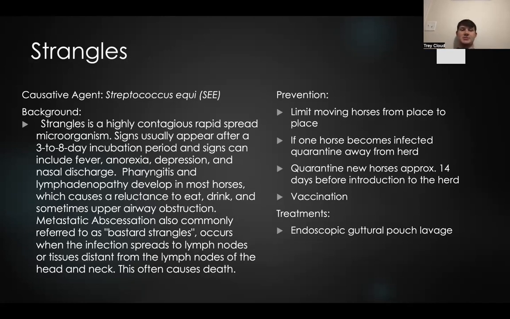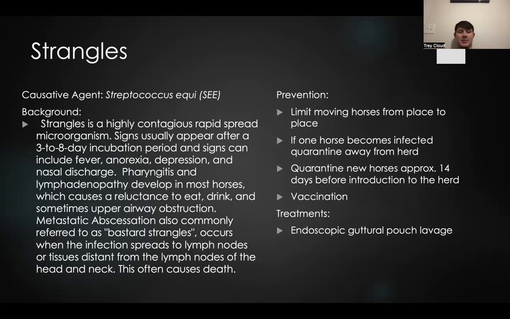And some background information is that strangles is a highly contagious, rapid spread microorganism. Signs usually appear after a 3 to 8 day incubation period, and some of the signs can include things like fever, anorexia, depression, and nasal discharge. Pharyngitis and lymphadenopathy develop in most horses, which causes a reluctance to eat, drink, and sometimes upper airway obstruction.